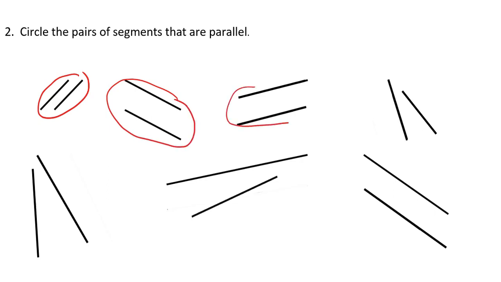they could run vertically, horizontally. So the direction doesn't matter. What matters is they stay the same distance apart and they would never cross each other.